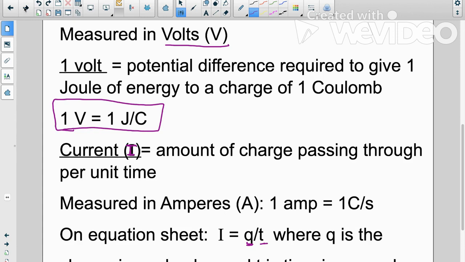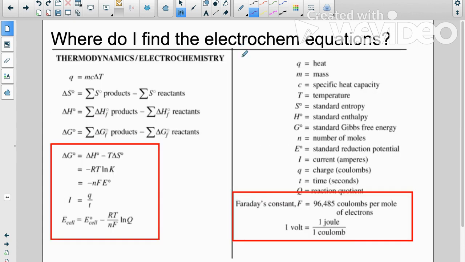So where do we find these equations on the equation sheet? Right here. You can see here in the thermochem section, we've got delta G and how it relates to the cell potential, E cell. We have the current equation. We have the free energy, and how you can get that from E cell.